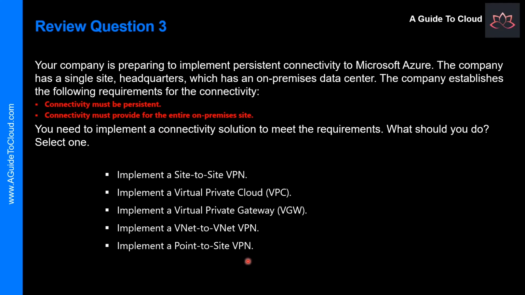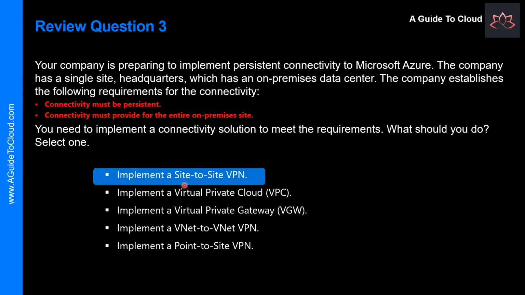Is it implementing a point-to-site VPN? Definitely not. That is not going to resolve the issue. That is for one-to-one connection. Is it to implement VNet to VNet VPN? Again, that is to connect two networks together. Is it to implement VGW or VPC? Definitely not. So the correct answer is implement a site-to-site VPN.